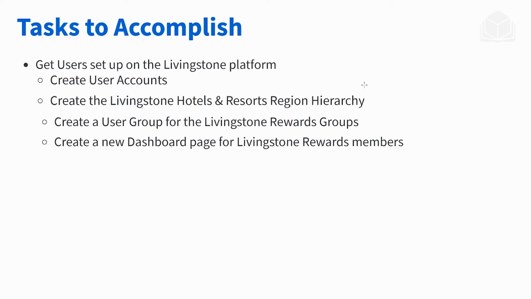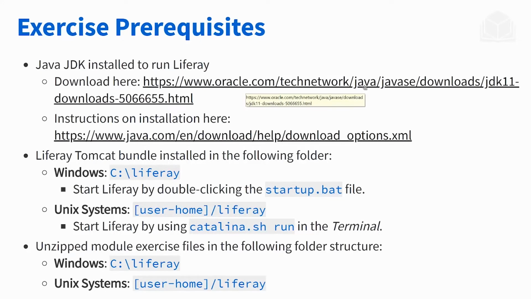Take, for example, that Livingston could have different rewards programs. It would be useful for us to be able to create a specific user group called Livingston Rewards Groups that can contain all the users that have that privilege. In addition, we not only want to separate users into different categories, but the portal or Liferay DXP should have different functionality and look different based on if you're in that user group. So we're going to create a dashboard page to accomplish that.